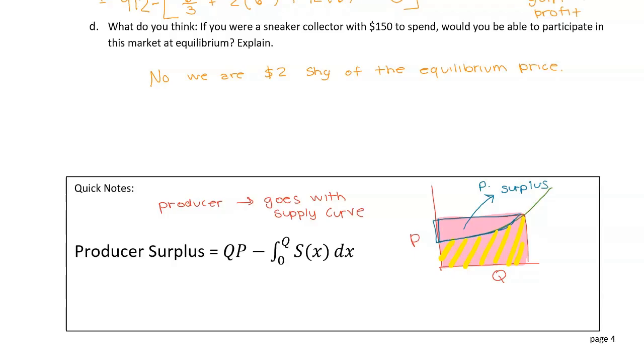Now, mathematically, that is going to be this function right here. We're going to do Q times P for our specific problem. Then we're going to subtract off the integral from 0 to Q of that supply curve. And that is our producer surplus.